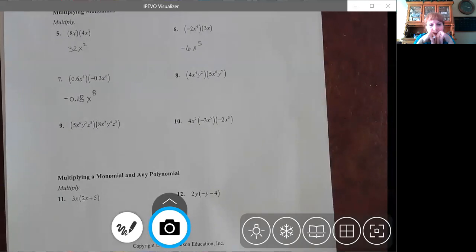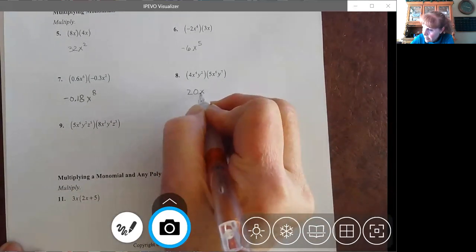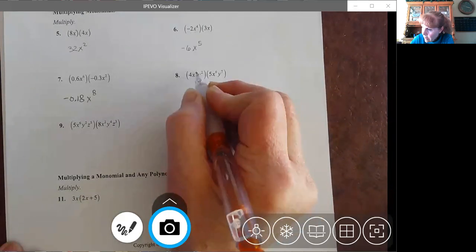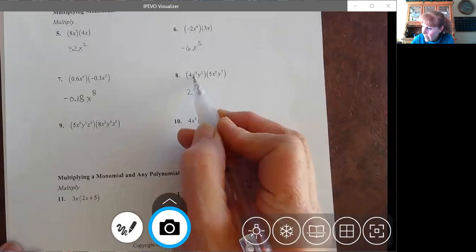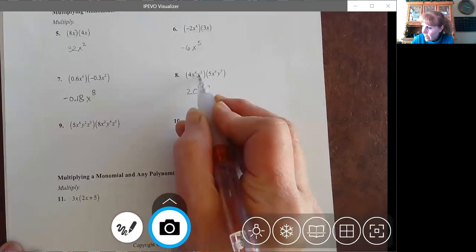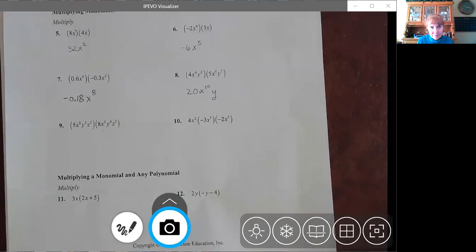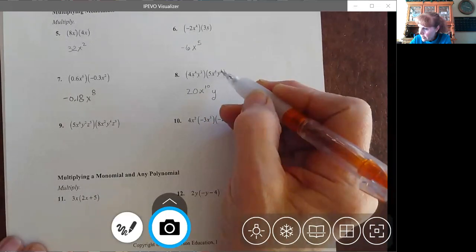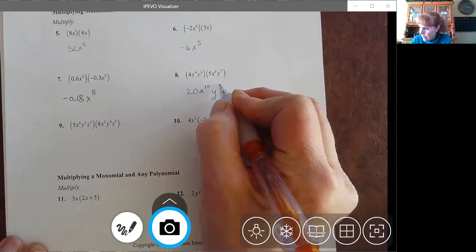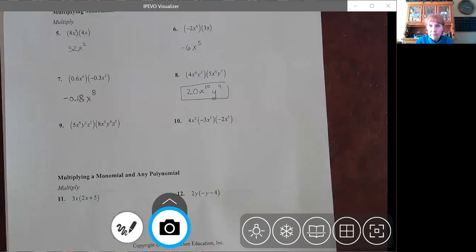Number 8, a couple different variables, no problem. We're going to go ahead and multiply the coefficients in front. That gives us 20. We have an x. We'll add the exponents on our base of x. 4 plus 6 is 10. Then we have a y. I'm putting these in alphabetical order as I list them. And on the y, I have a 2 and a 7. I add those together and you get a 9. So there's your answer. That's all you can do.